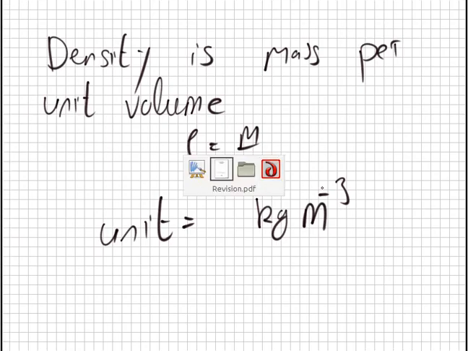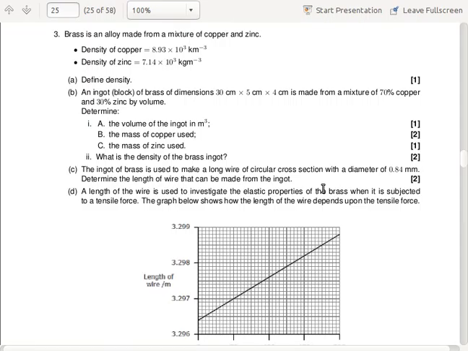Okay, next one now. There's a block. Can you make note of these numbers? 30 by 5 by 4. And it's 70% copper and 30% zinc. I want to change these into meters and then do it. Into -3, -6. Oh yeah, it'd be -6. That's 6 times 10 to the -4.